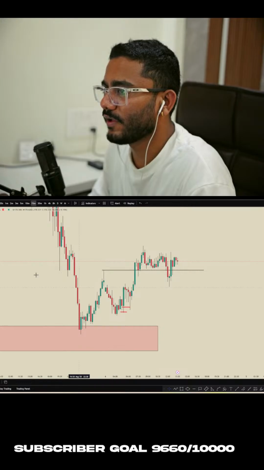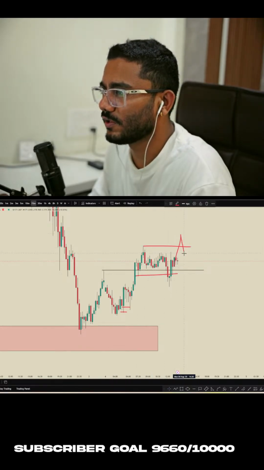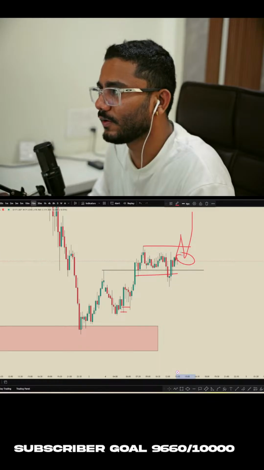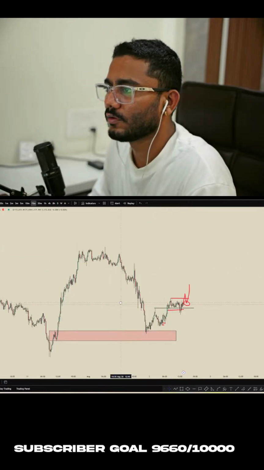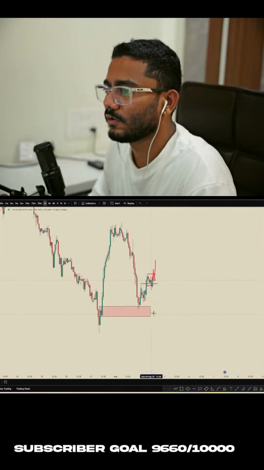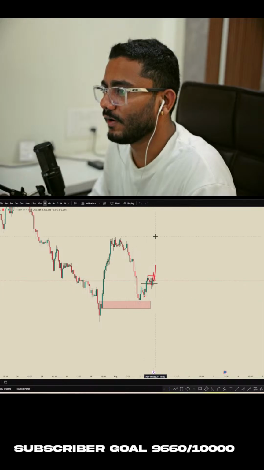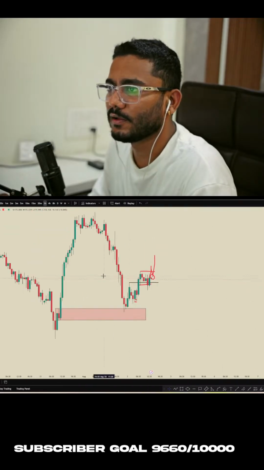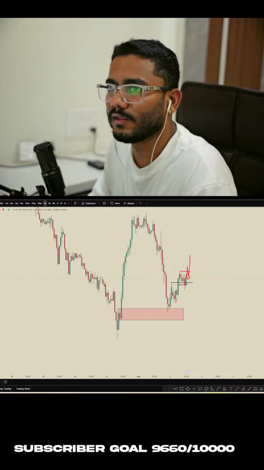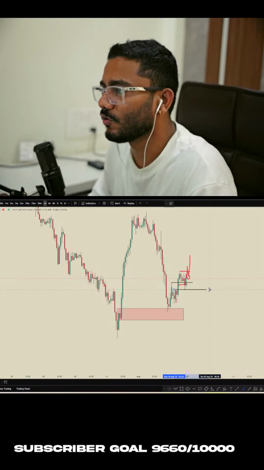On Euro JPY, if price sweeps this liquidity and gives us breakout structure, then we will look for a retest on this area, because overall structure is going to the upside and the internal structure is also going to the upside. Here, price has already fulfilled this imbalance. So I don't think price will go below this area.